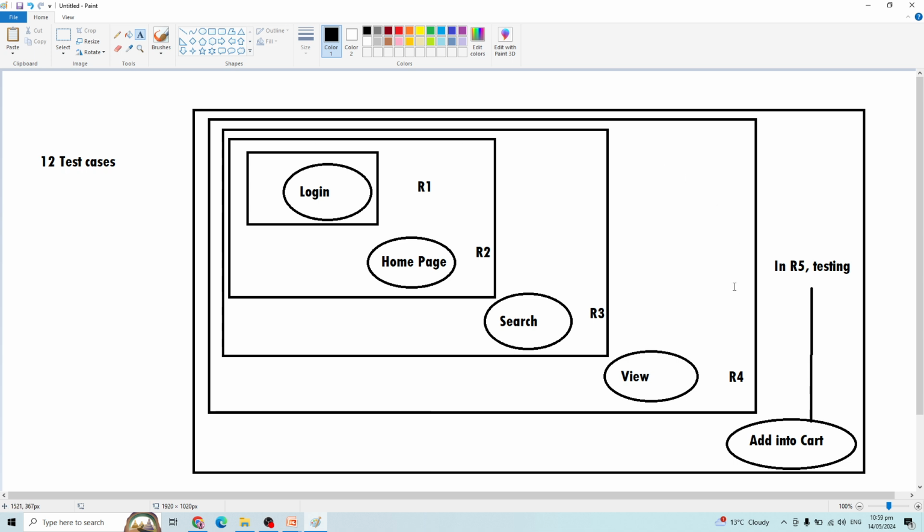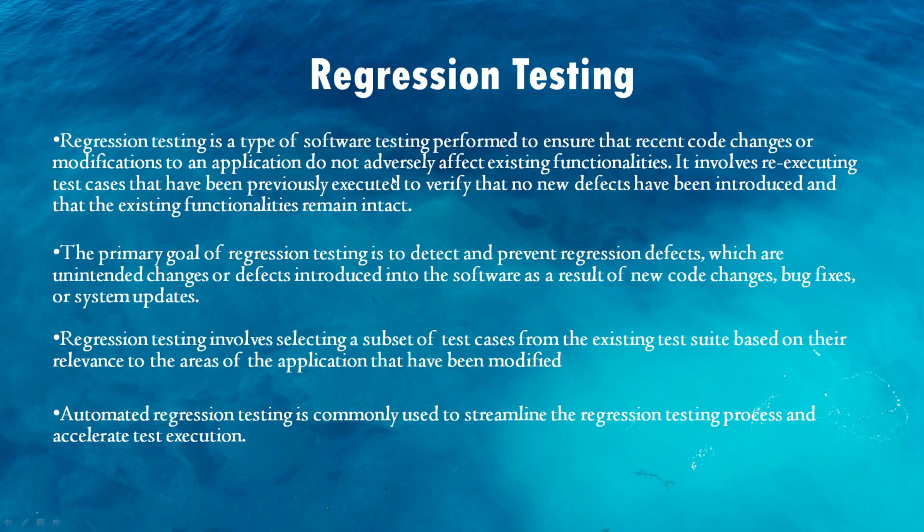And then you're making sure that the changes we have done up to release 4 are working well. That testing is called regression testing. So we are making sure the new functionality, add to cart, which we introduced in release 5, doesn't adversely affect these 4 functionalities which we developed until R5. This is called regression testing. I hope you get a better understanding.